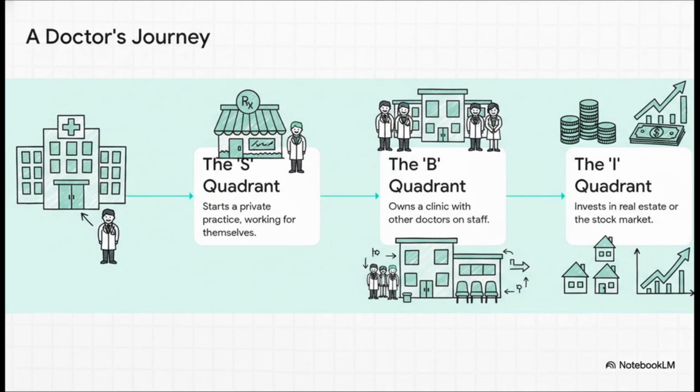Let's use a doctor as an example because it makes it crystal clear. A doctor can be an E, an employee working for a hospital. They can be an S, self-employed by opening up their own private practice. They could become a B, a business owner, by owning a clinic and hiring other doctors to work for them. And they can be an I, an investor, by investing their profits in the stock market. Same profession, 4 completely different financial paths.